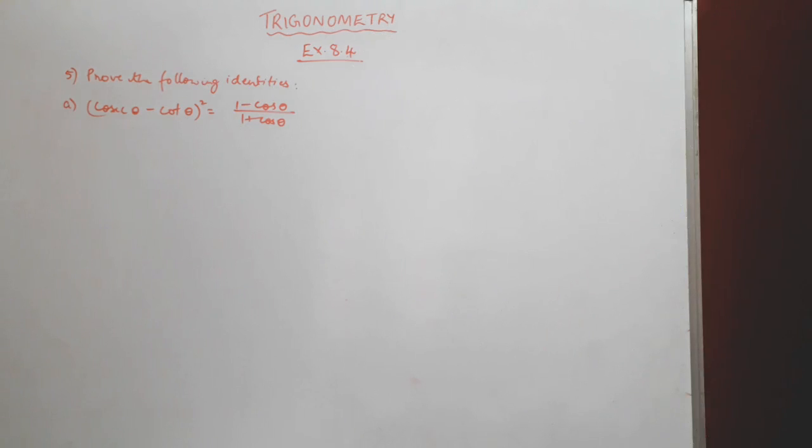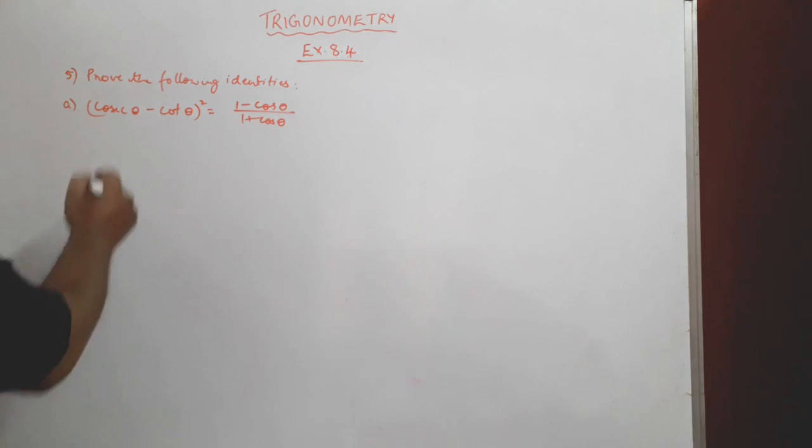Hello students, in this video we will be solving 4 problems from exercise 8.4 and under that it is the 5th question, prove the following identities. So the first problem is (cosec theta minus cot theta) whole square equal to (1 minus cos theta) upon (1 plus cos theta). So we have to prove left hand side is equal to right hand side. So let's begin with the left hand side first.